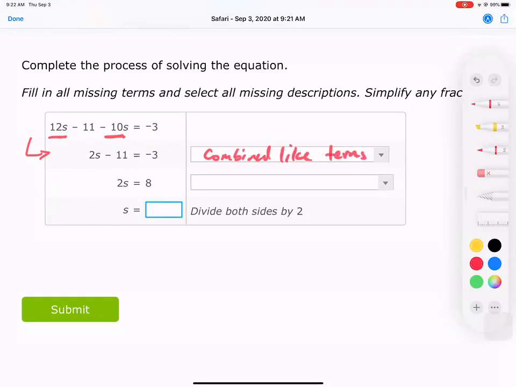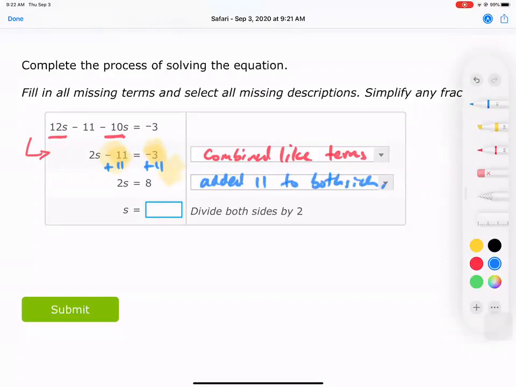My next move as detectives, okay, I don't see 11 and I don't see 3 anymore. They must have mixed those together. Now, did they put the numbers on the left side or the right side? I see the 8 is on the right side. So I want to move that 11 over. The opposite of minus 11 is plus 11. And 11 minus 3 is 8. So I added 11 to both sides.